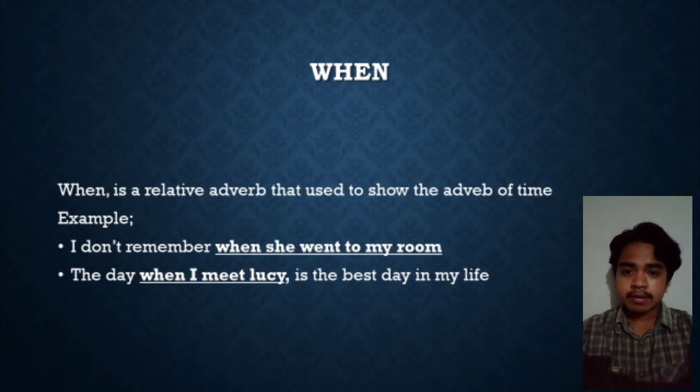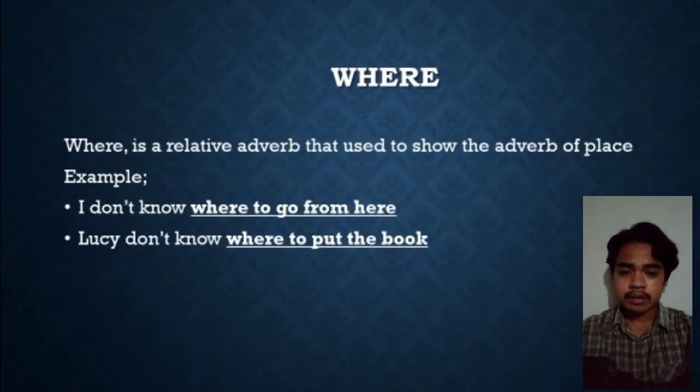The second type of relative adverb is where. Where is a relative adverb used to show the adverb of place. For example, I don't know where to go from here.